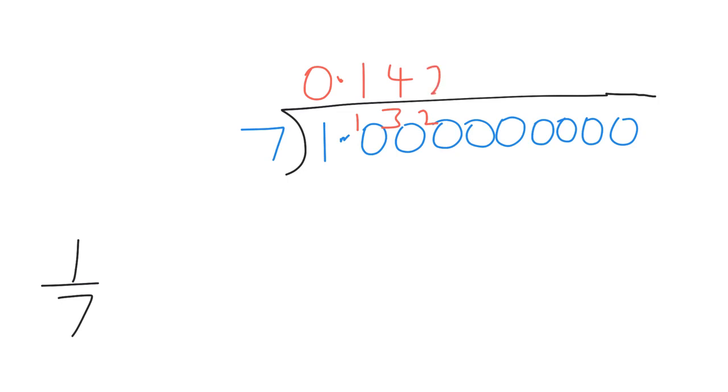7 into 20 goes twice. 7 2's are 14, 6 left over. 7 into 60. 7 eighths are 56, so that'll give 4 left over. 7 into 40, 7 fives are 35, so there's 5 left over. 7 into 50 goes 7 times, 7 sevens are 49, so there's 1 left over. Now, as soon as we get a digit that we've had before, this 1 as a leftover or a remainder occurred earlier on. We can stop there, but we'll just do the next couple just to see the pattern.